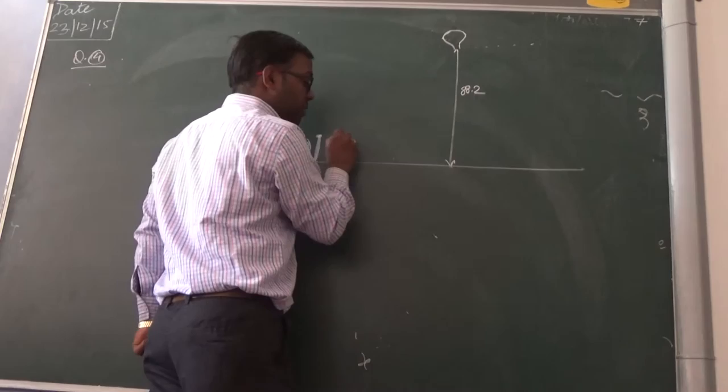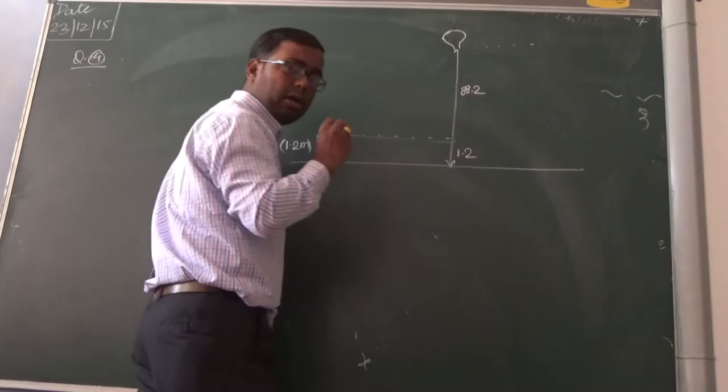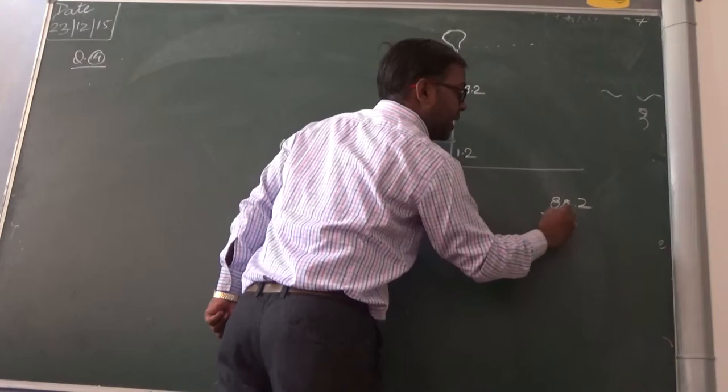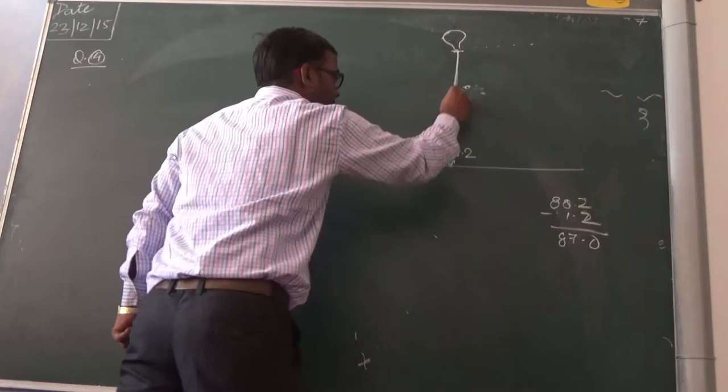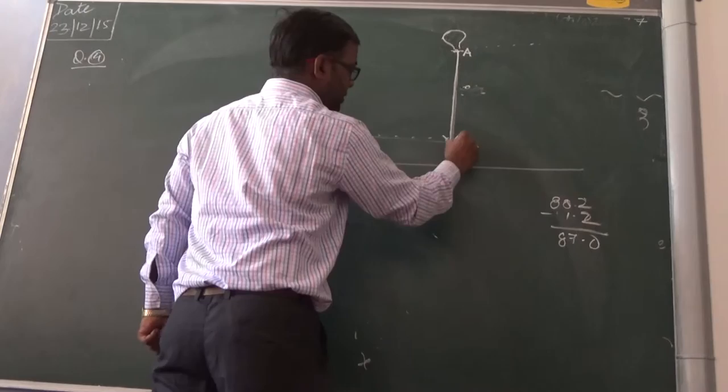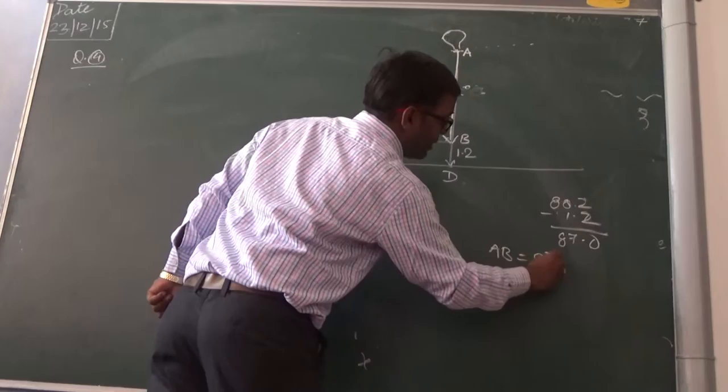From the ground. Now, 1.2 meter is this one, and this is 88.2. Then 88.2 minus 1.2 is 87. So this height from here to here is 87, and we can name the points A, B, and D. So AB equals 87 meters.